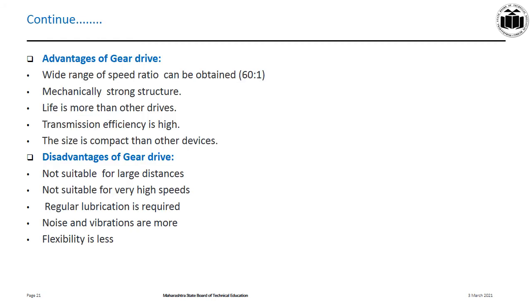If we see the advantages of the gear drive, basically it is mechanically very strong and a wide range of speed ratios can be obtained, up to 60:1. Life is also good, transmission efficiency is good, and it is quite compact. But it is not suitable for very large distances and very high speeds, and care must be taken with lubrication.